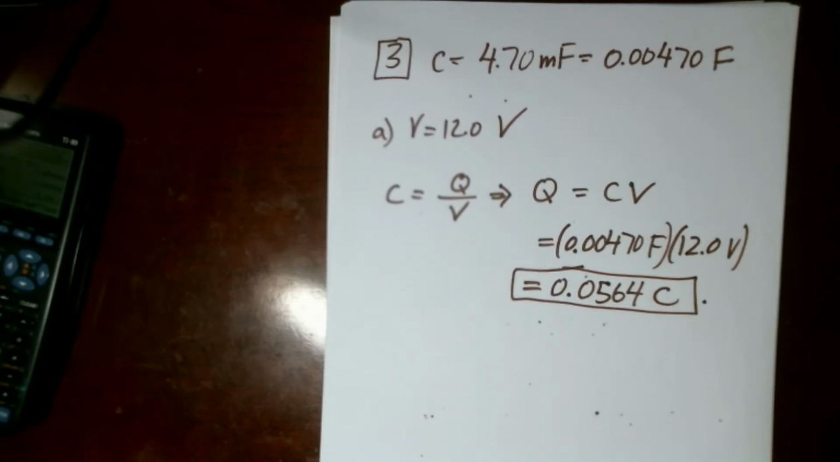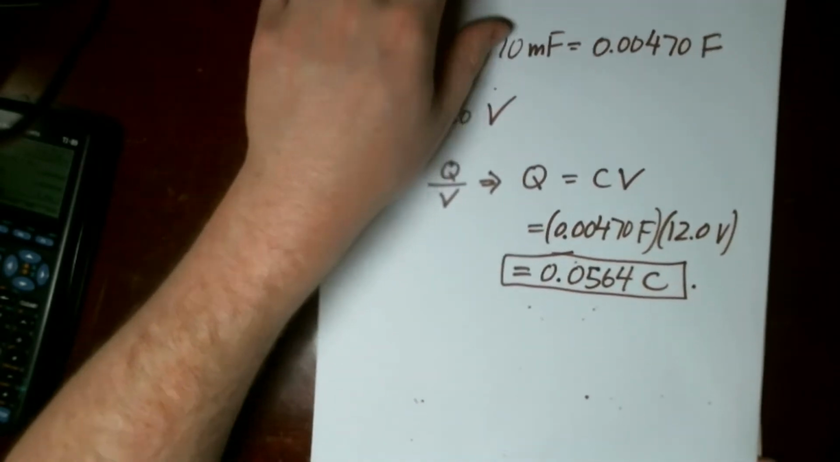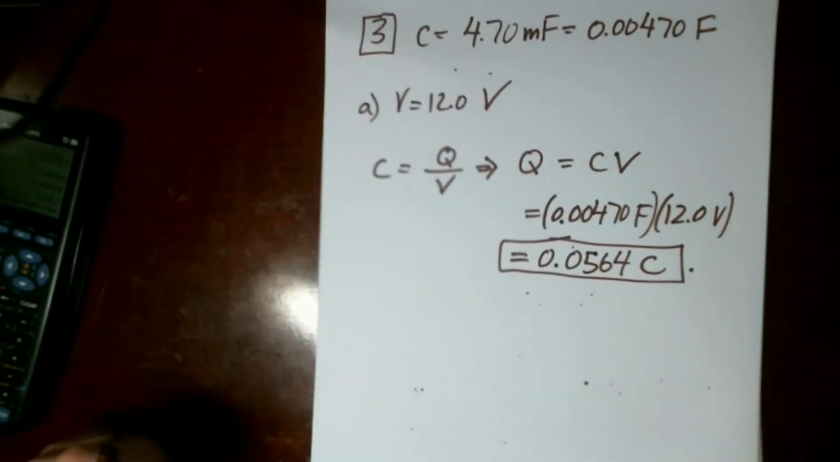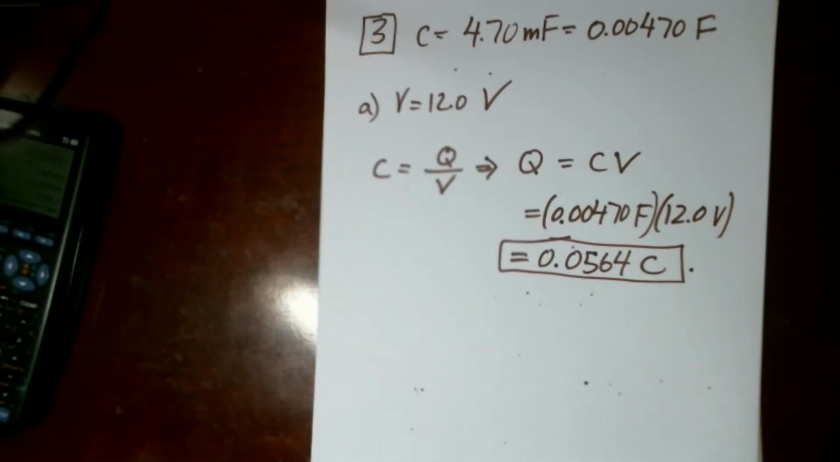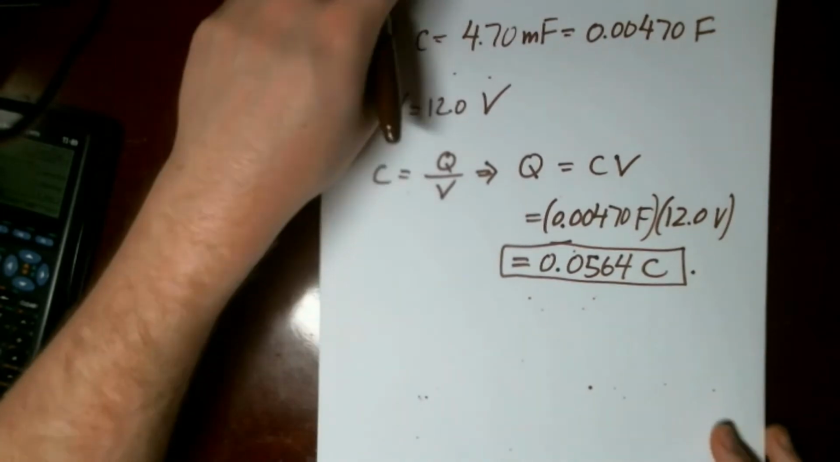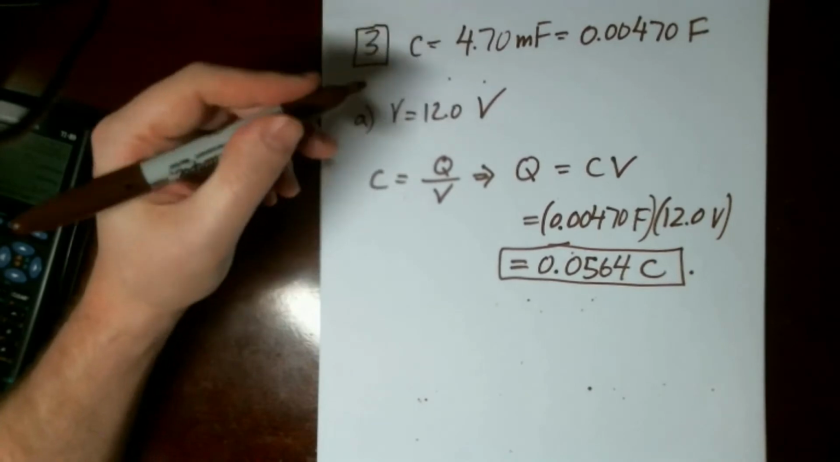The farad is actually a pretty large unit. Common everyday capacitors are usually measured in microfarads, nanofarads, which is 1/1 billionth of a farad, or even picofarads, which is 1/1 trillionth. So a 4.7 millifarad capacitor is actually a pretty large capacitor in common everyday terms.